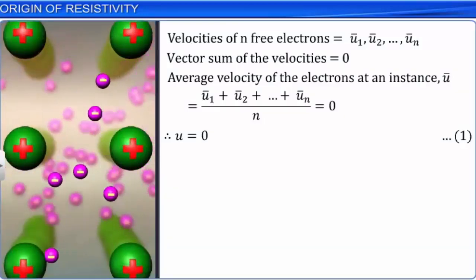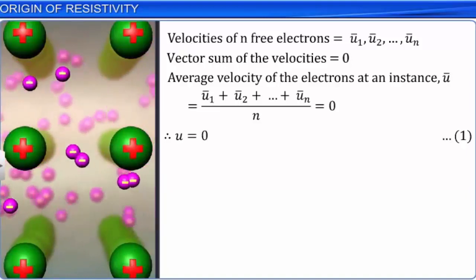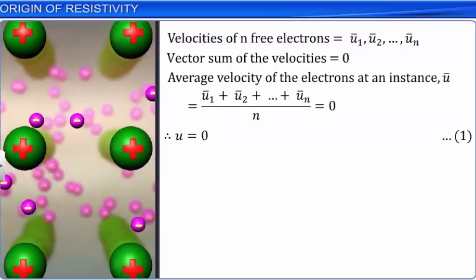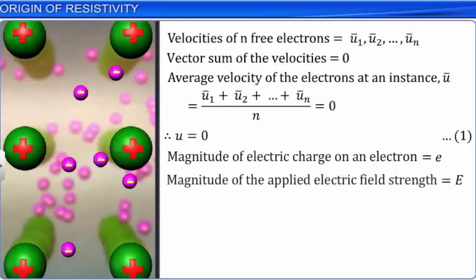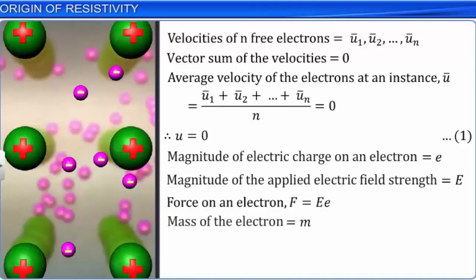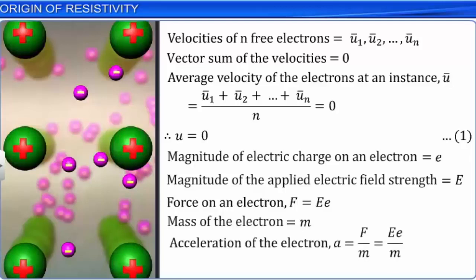The magnitude of the electric charge on an electron is e. If E is the magnitude of the applied electric field strength, the force on the electron, F, is equal to e into E. If m is the mass of the electron, then the acceleration of the electron, a, is equal to the ratio F to m, which is equal to e into E by m. Let this be equation 2.